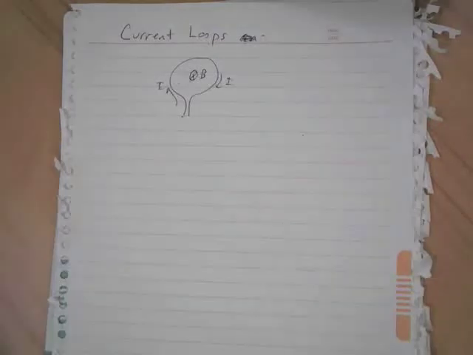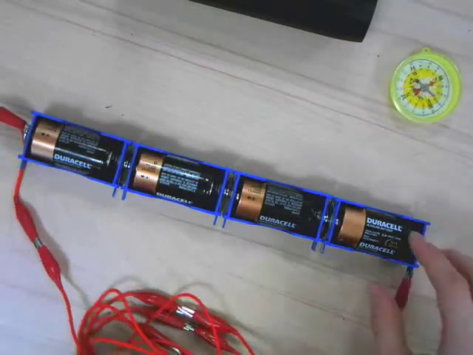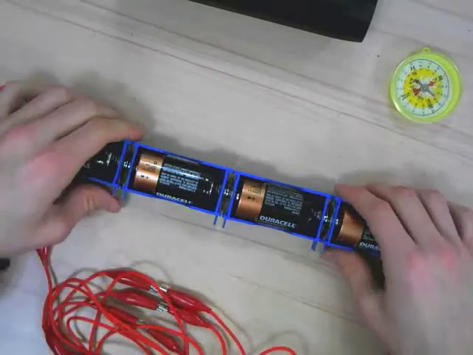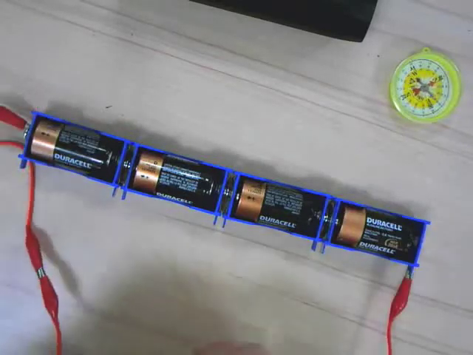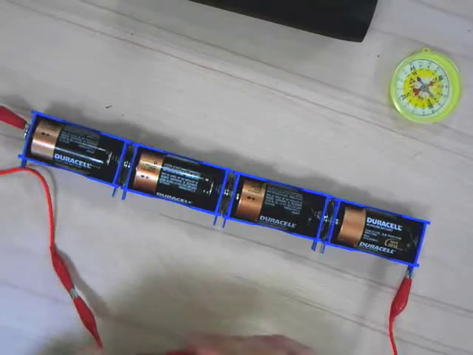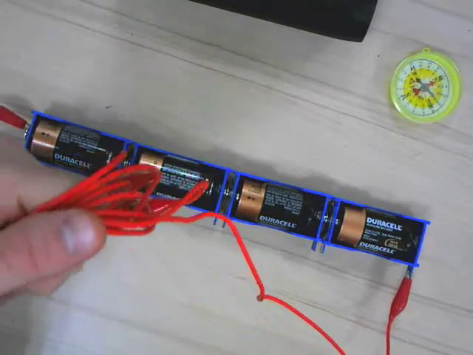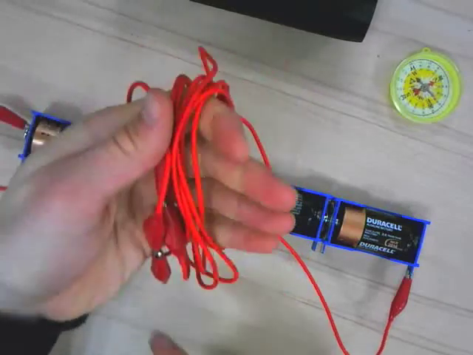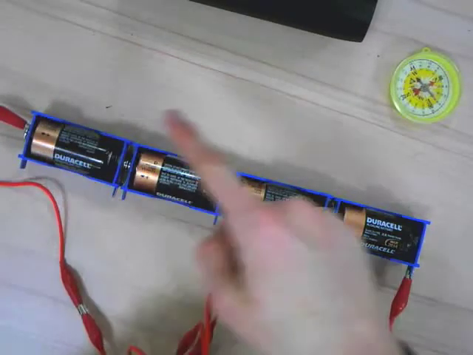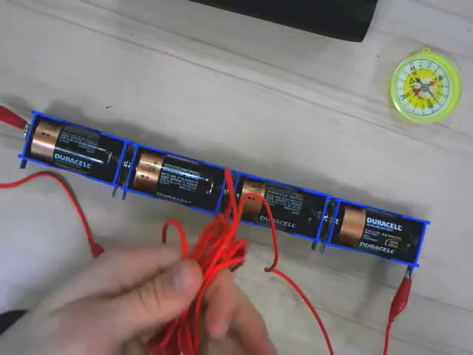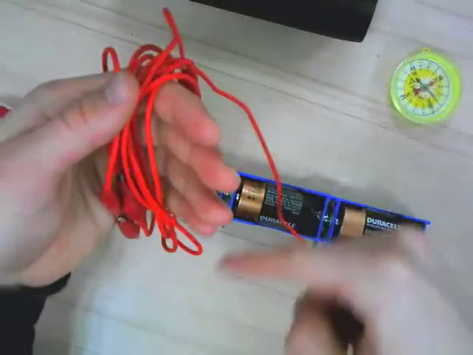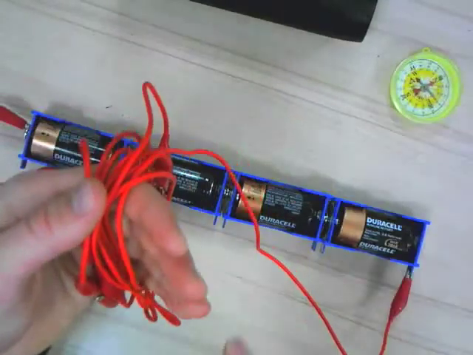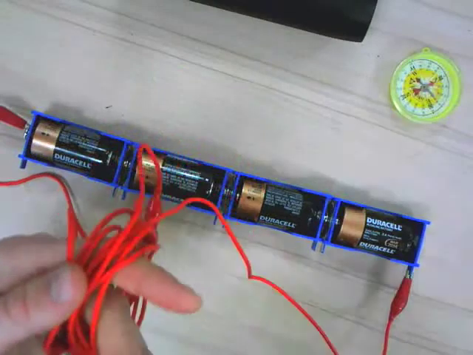Now to demonstrate here, I've chained several batteries together so we can produce a stronger current, so that this coil of wire that I've created will have a more noticeable effect on the B field. So I have these wires coiled up. The positive end of the battery is over here, the negative end's over here, and so there's current flowing around this direction.